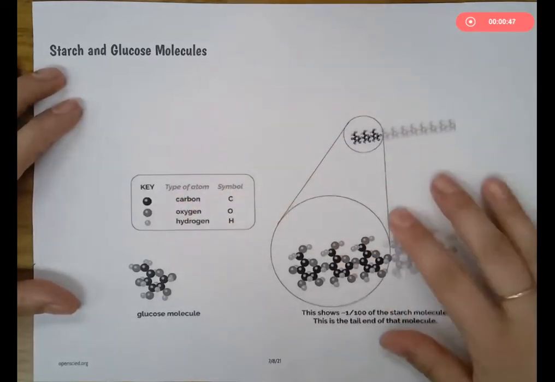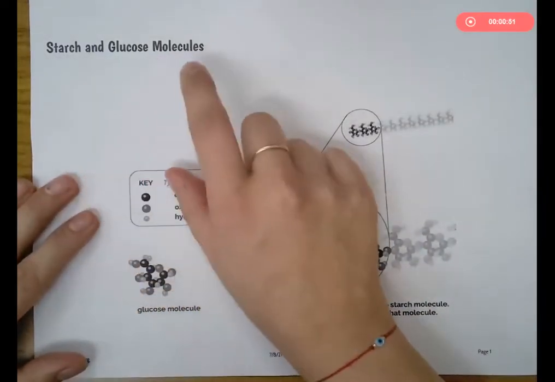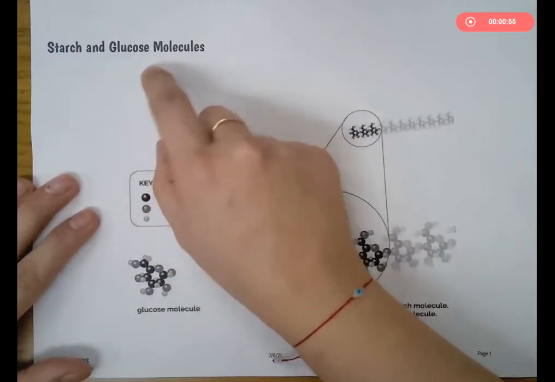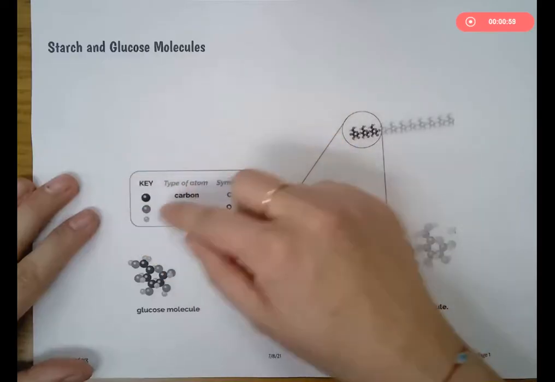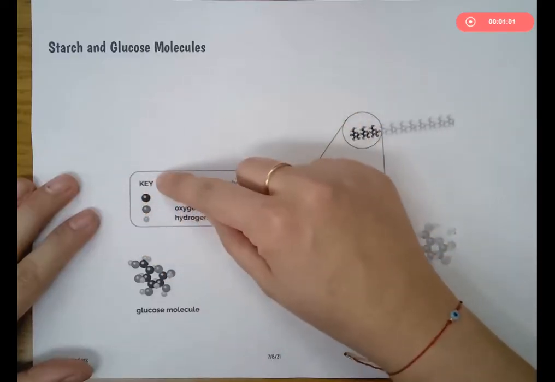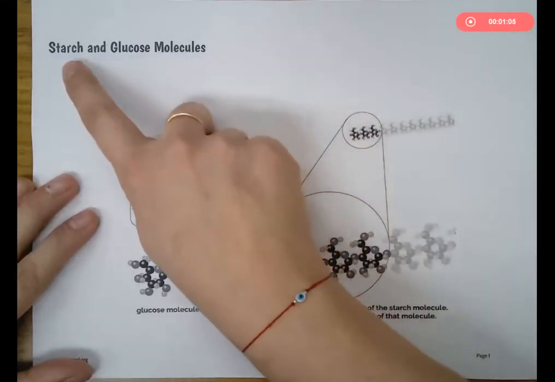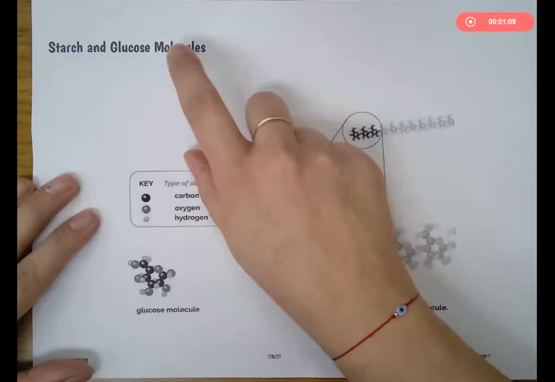So let's start with just looking at our title, Starch and Glucose Molecules. Starch and glucose were the foods that we added into our model of the small intestine in our baggie or our dialysis tubing. So starch and glucose represent food molecules. But what does the word molecule mean?